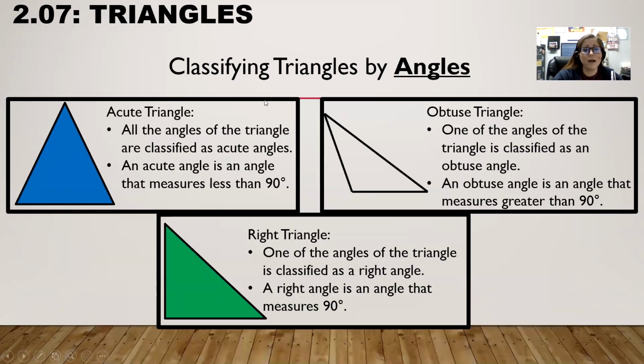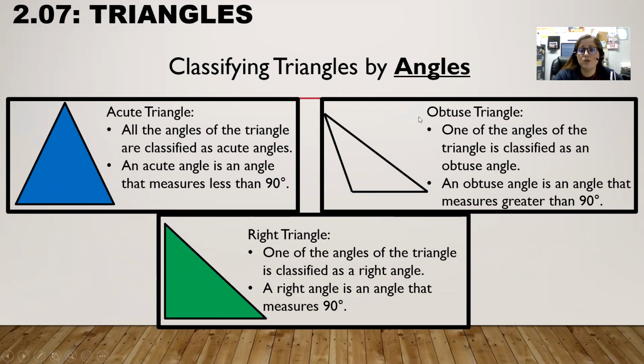So if we're classifying by angles, looking at this blue triangle here, we're looking at an acute triangle. What this means is that all of the angles of this triangle are classified as acute angles. And remember, an acute angle is any angle that measures less than 90 degrees. So 89 degrees is an acute angle. Anything less than 90 degrees. In this case, all 3 of these angles are acute angles. None of them are bigger than 90 degrees. So this would be an acute triangle.